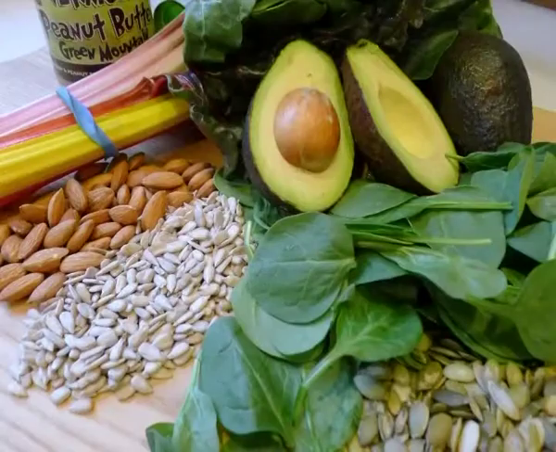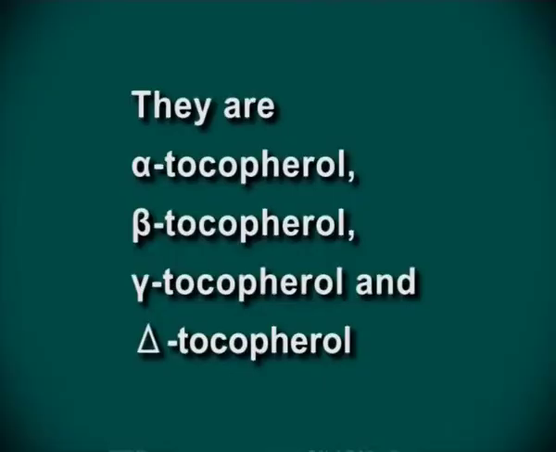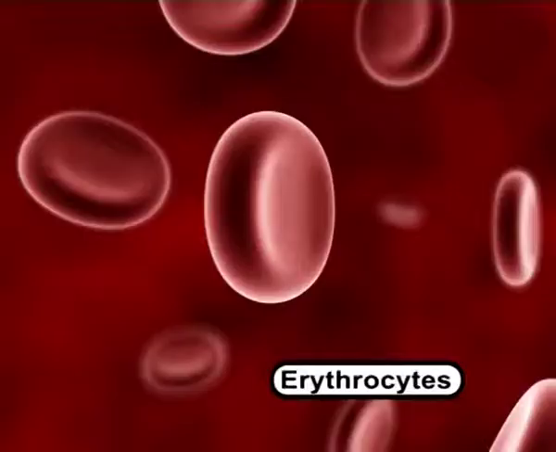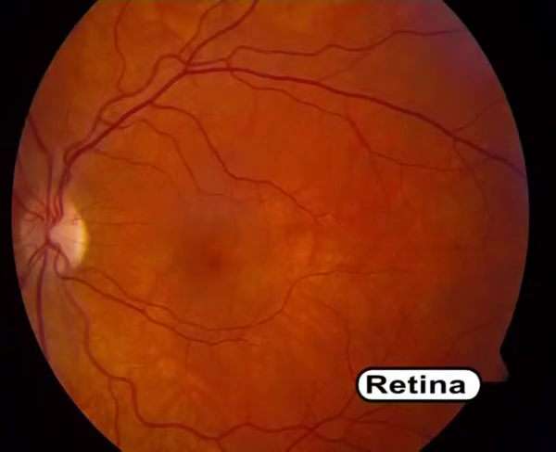Vitamin E. The term vitamin E refers to a group of 4, often 6 compounds that exhibit vitamin E activity. They are alpha tocopherol, beta tocopherol, gamma tocopherol and delta tocopherol. Alpha tocopherol, present in the cell membrane of subcellular organelles and in cytosol, functions as an antioxidant or free radical scavenger. It is present in high concentration in tissues exposed to high oxygen pressure, like erythrocytes, lungs and retina.